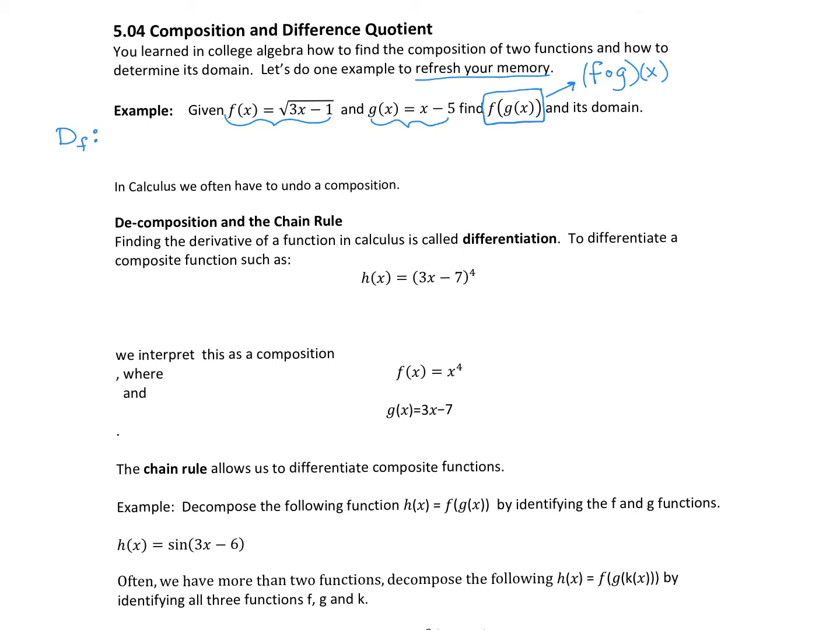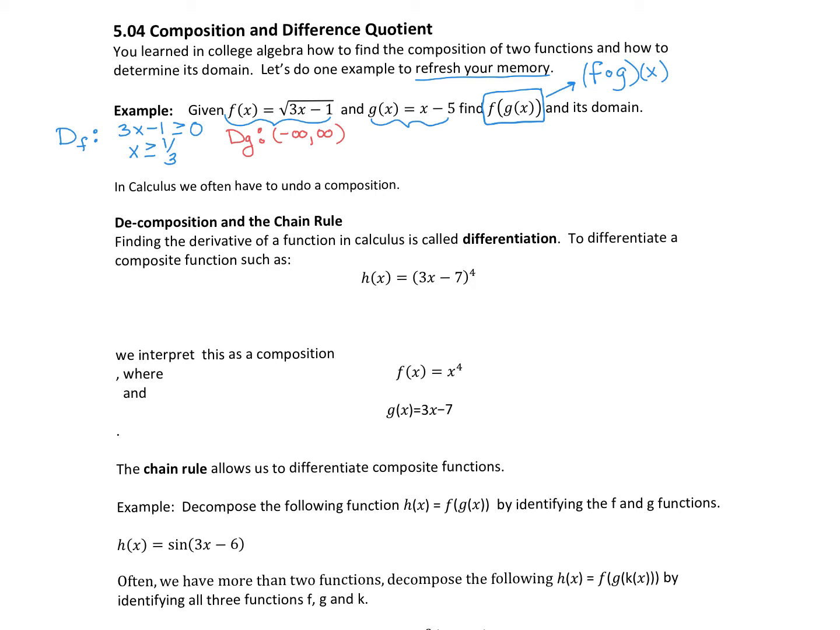So the domain of f would mean that 3x minus 1 would have to be greater than or equal to 0, because we know we can't take the square root of a negative. So in this case, x has to be greater than or equal to 1/3. For g, the domain of g, we don't have any restrictions. It's just a polynomial. So the domain here is all real numbers.